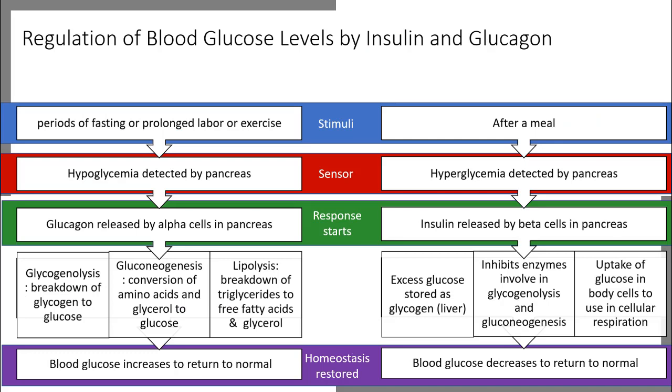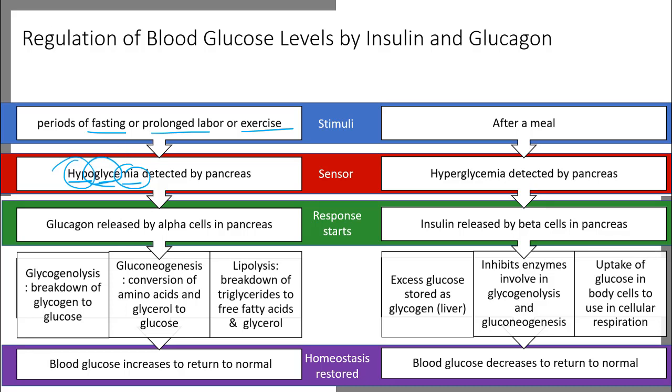This next slide shows you how blood glucose levels are regulated by a combination of insulin and glucagon. So starting from the left-hand side of the slide, when we undergo periods of fasting or prolonged labor or exercise, what happens is our blood sugar level will drop, and that decrease in blood sugar level is referred to as hypoglycemia. So emia is in the blood, hypo means low, glycemia refers to glucose, so low glucose levels in the blood. That's detected by the pancreas.